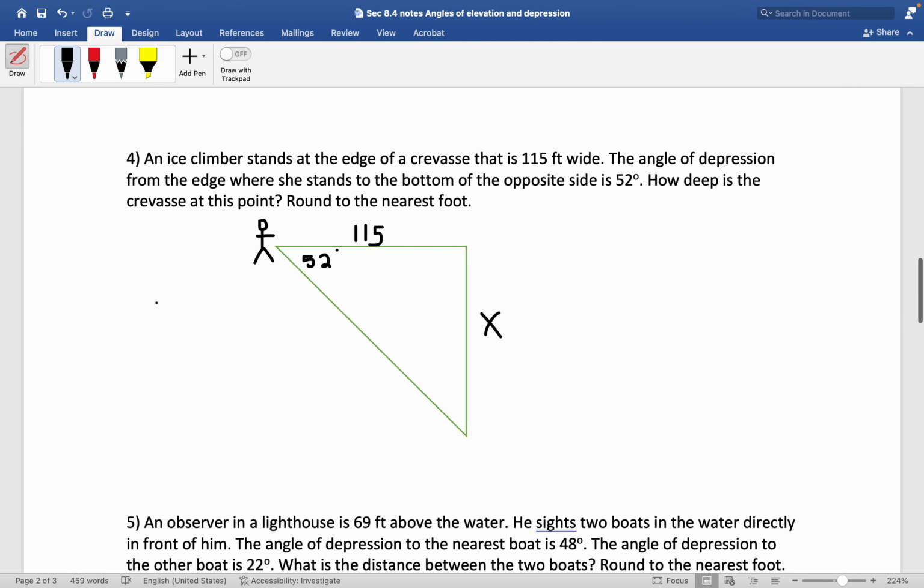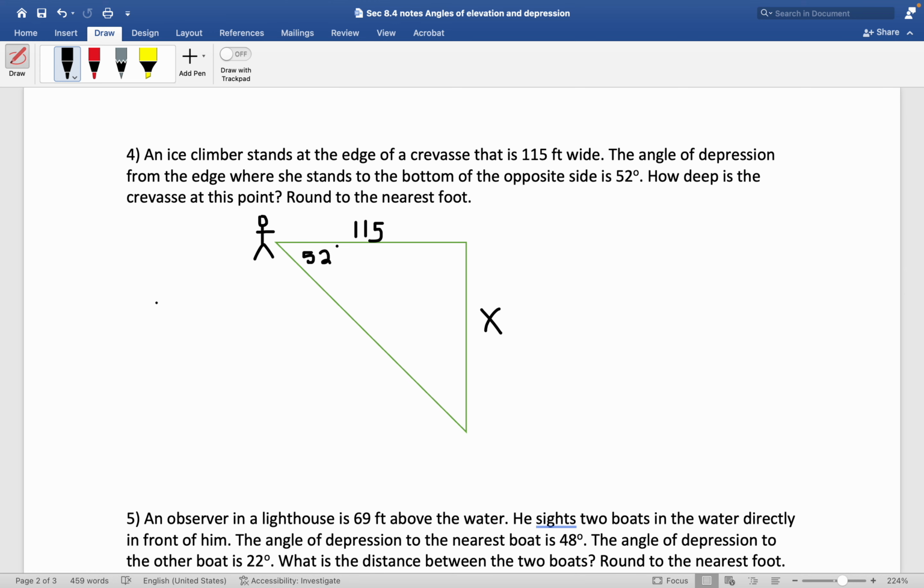If we turn to page 2 here, in this problem they tell us we have an ice climber standing at the edge of a crevasse that is 115 feet wide. The angle of depression from the edge to the bottom of the opposite side is 52 degrees. So that is all the information I have been given to set up my diagram. We know that the distance across the crevasse is 115 feet, and the angle of depression, from the horizontal going down, is 52 degrees. So we've created another right triangle problem, another SOHCAHTOA problem.